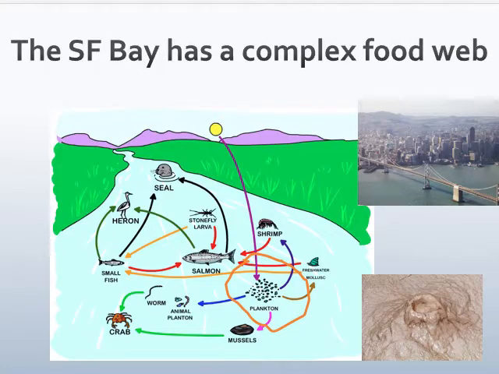Also remember that the San Francisco Bay has a very complex food web. When one trophic level in our food web is disturbed, this disturbance can trickle down to the entire food web. And sure enough, all of this mud that came into the bay from hydraulic mining affected food webs greatly.